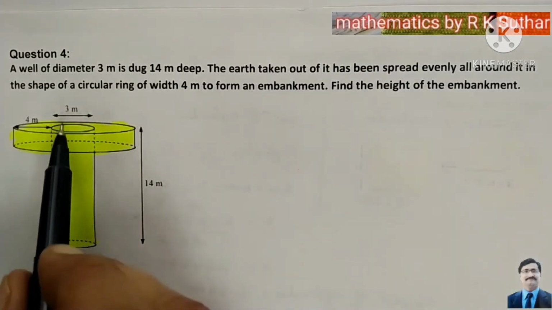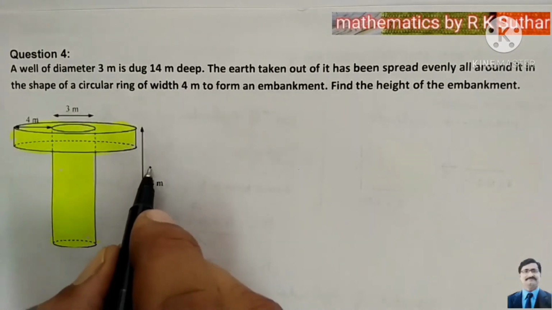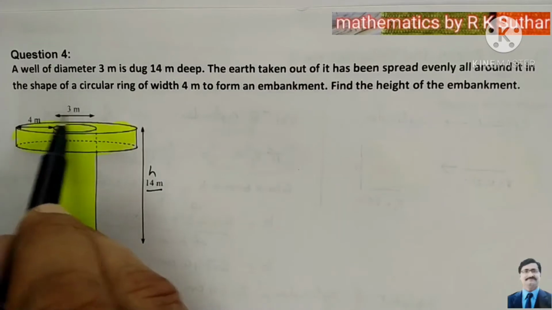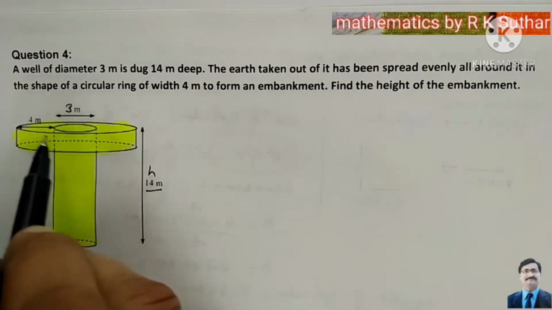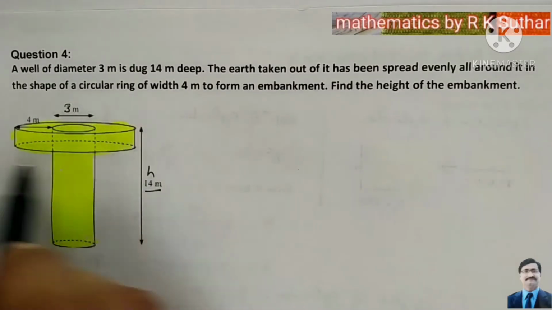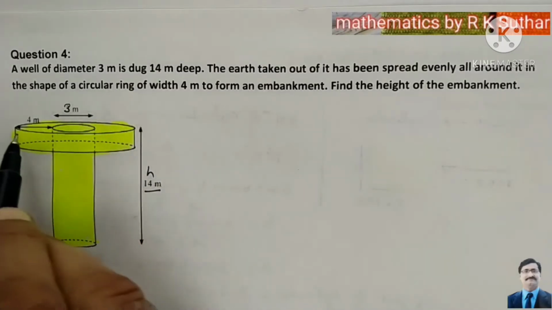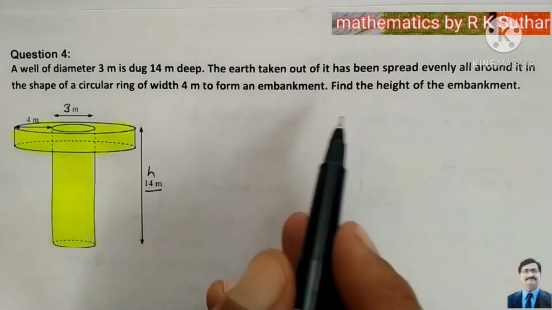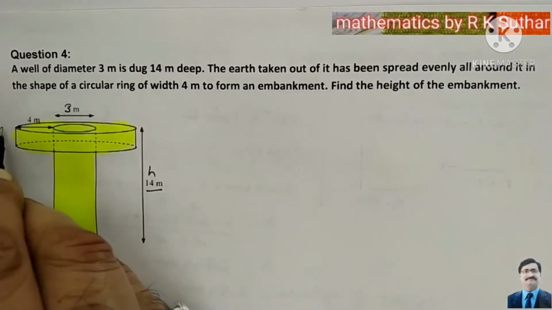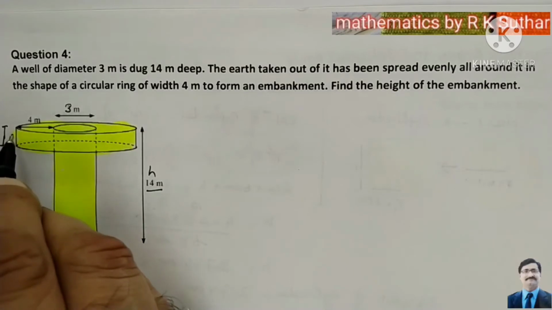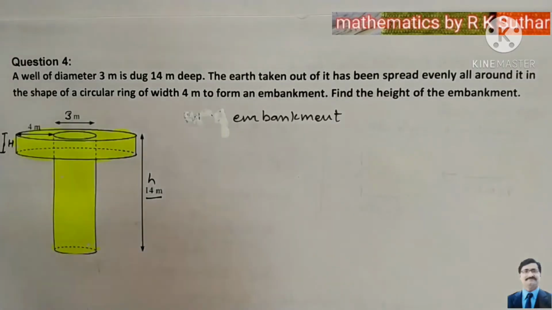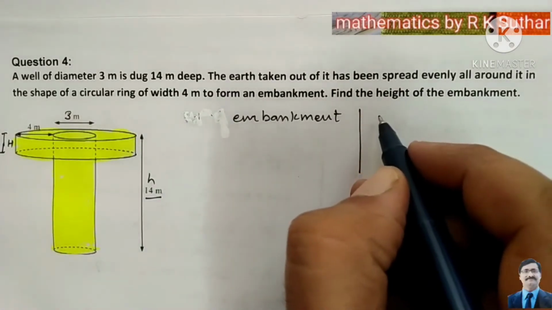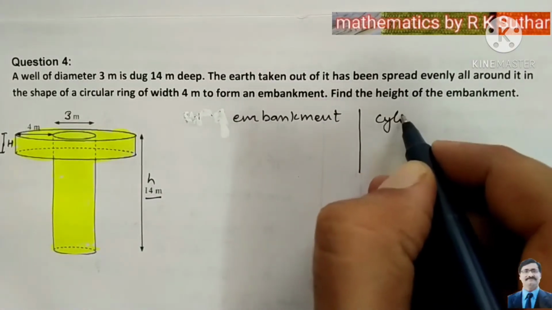Look here, this is a well, and the well's height is 14 meter and the diameter of this well is 3 meter. We have to make an embankment, and this embankment ring's width is 4 meter. Find the height of the embankment. This height of the embankment we can suppose is capital H. We have the embankment, and on the other side we have the well, and that is a cylinder.